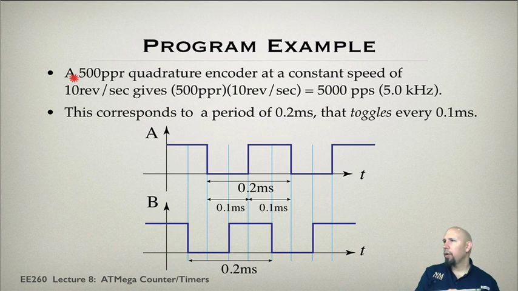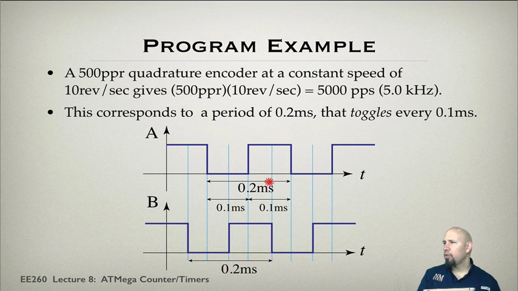So again, a 500 pulses per revolution, PPR, quadrature encoder at a constant speed of 10 revolutions per second. Pulses per revolution times revolutions per second gives you pulses per second. In this case, we get 5,000 pulses per second, which is basically 5 kilohertz. So that's the frequency at which we will be receiving pulses.